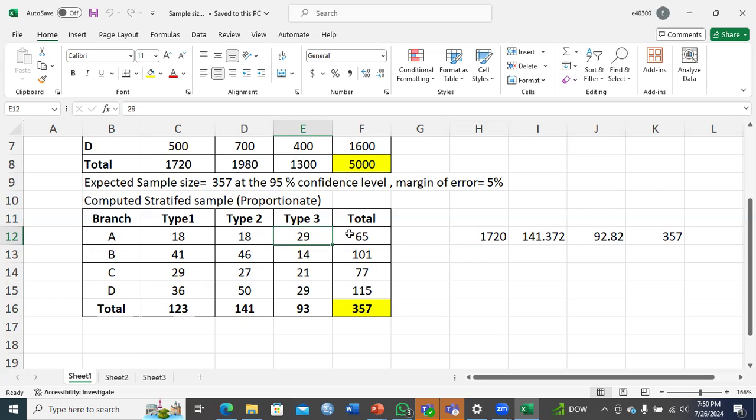Then finally, 123, 141, and 93 are the categories type 1, type 2, type 3. We have that much of the subsample, but finally, overall, we have 357 respondents in our sample.